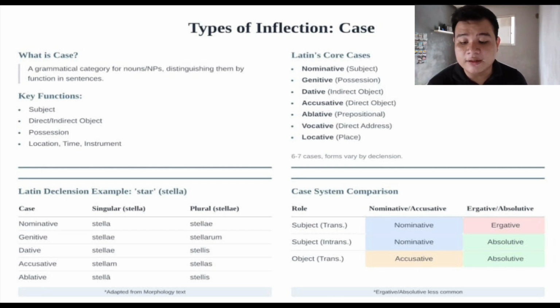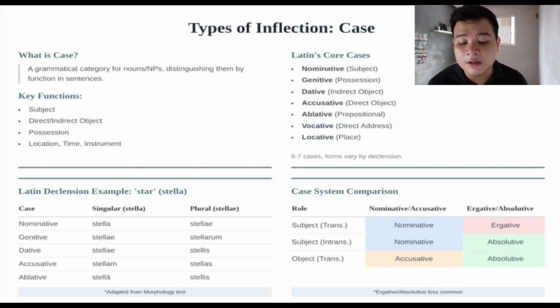So the first one, nominative, the subject of a sentence. And the next one is genitive, shows possession. Dative, the indirect object, often the receiver of something. Accusative, the direct object of the action. Ablative expresses things like location, instrument, or cause.